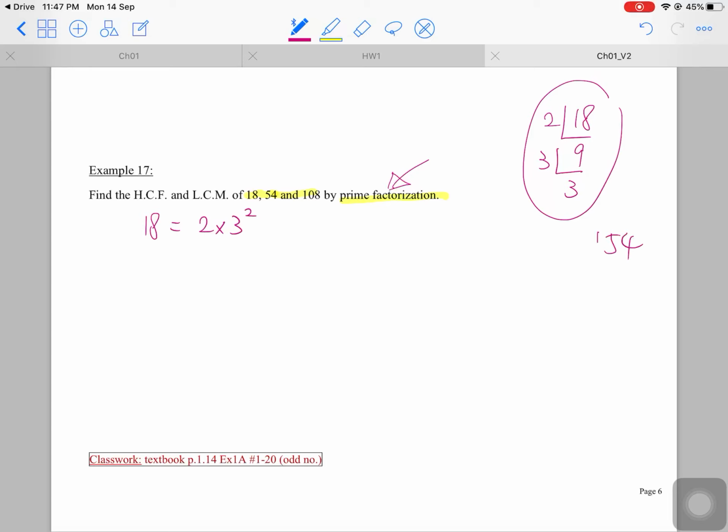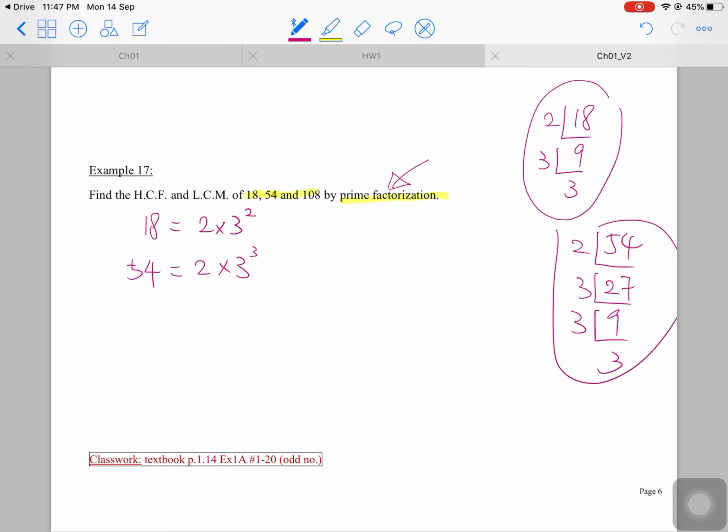Then for 54, 54 equals 2 times 3 to the power 3. And then one more, 108. Compared to 54, you have 2 more. So 108 equals 2 squared times 3 to the power 3.